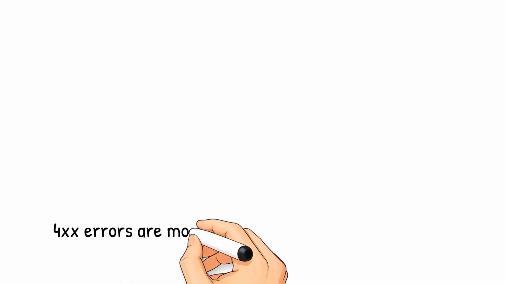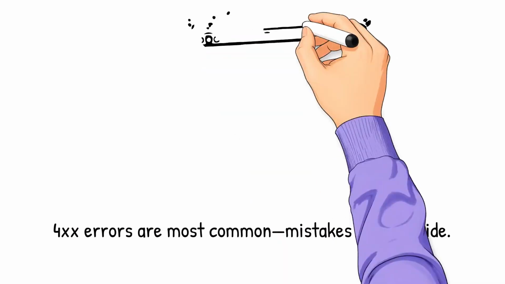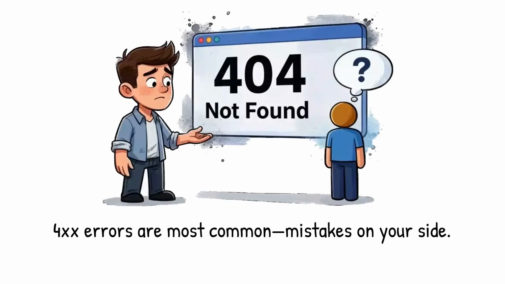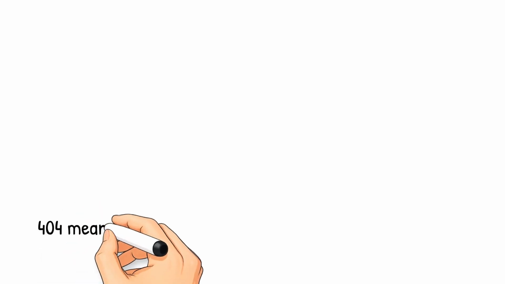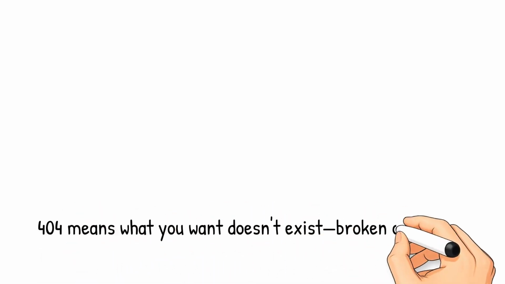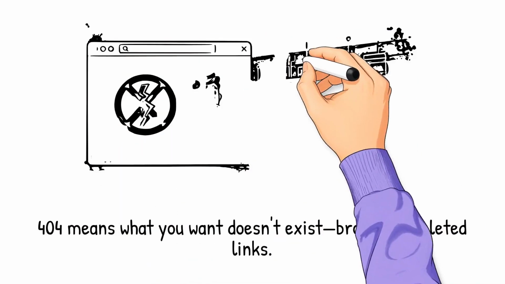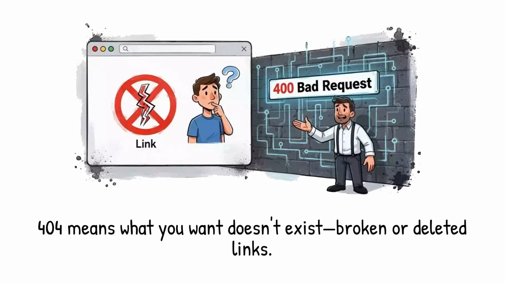Now the family you'll meet the most, the 4XX errors. Remember, 4XX means the mistake is on your side, and these are the ones worth really knowing. First, the famous one, 404, not found. You've definitely seen this. It means the thing you ask for simply doesn't exist. A broken link, a deleted page, a typo in the address. The server is saying, I looked, but there's nothing here. Then there's 400, bad request.